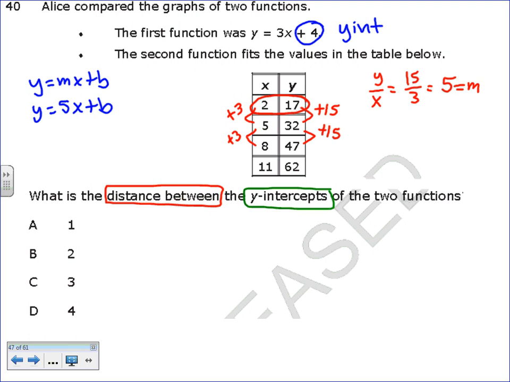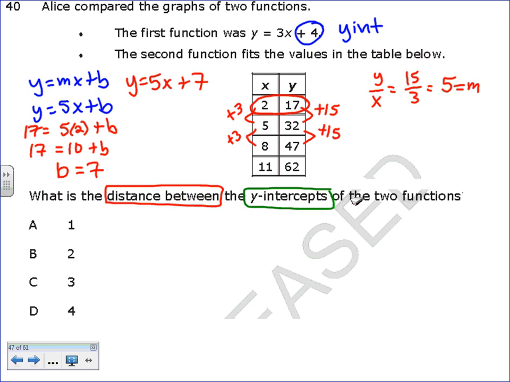2 is going to go in for x, so 5 times 2, and 17 is going to go in for y. What's 5 times 2? 10. What plus 10 gives you 17? B equals 7. Now I know that the equation for the second one is y equals 5x plus 7. Okay, so that is the Math 1 way that you would have found the y-intercept.